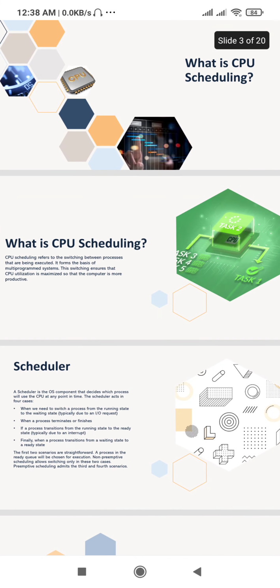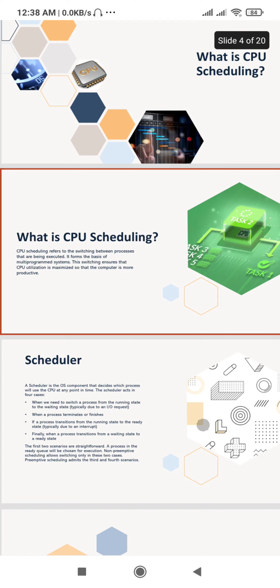The question is, what is CPU scheduling? CPU scheduling refers to the switching between processes being executed. It forms the basis of a multi-programming system, which switching ensures that CPU utilization is maximized so that the computer is more productive.